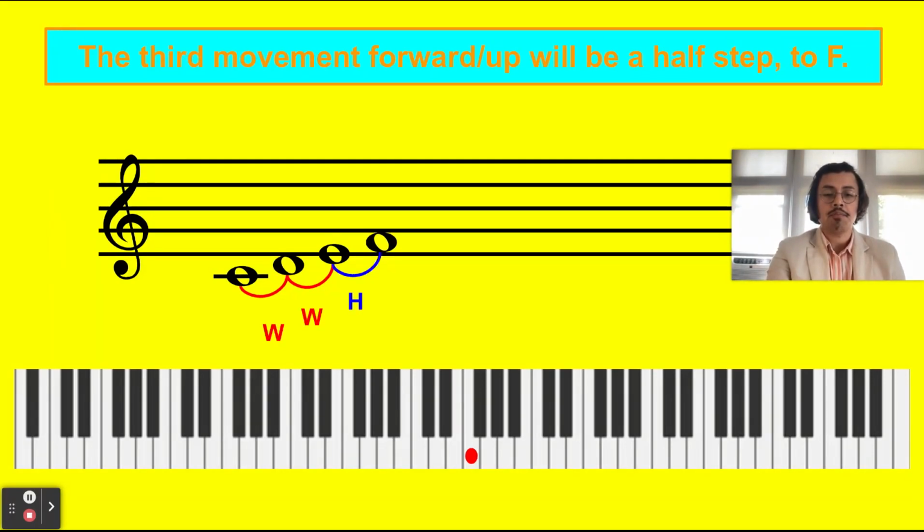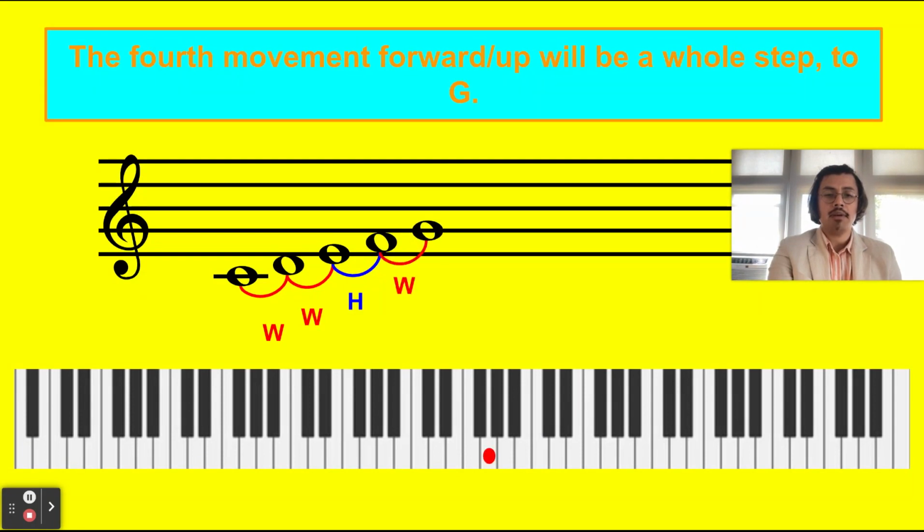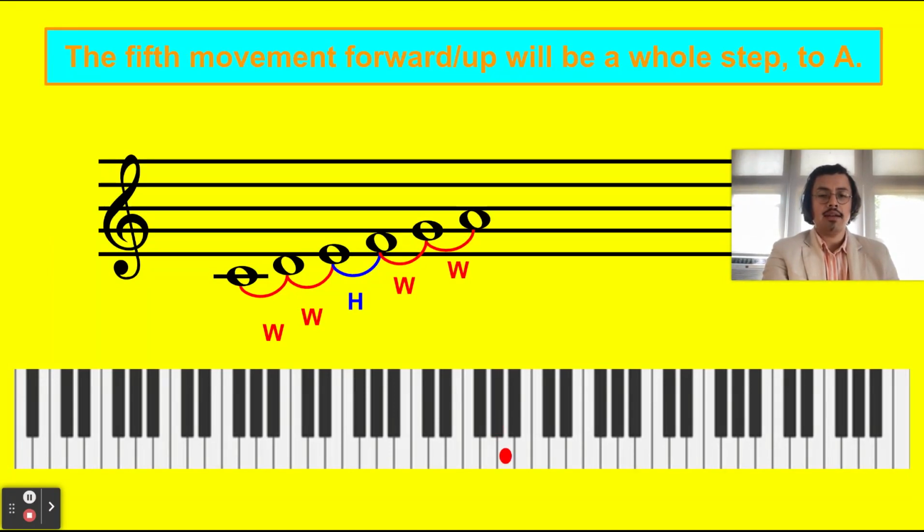Let's continue. Now we go to F, and that's going to be a half step. So it's only one half step from E. And again, we're going to go one half step up and another, because the fourth movement forward will be a whole step to G. So that's what we got so far. Then we're going to move another whole step up to A.